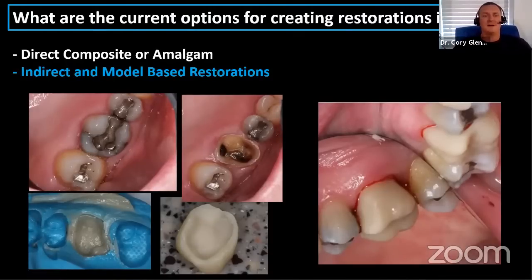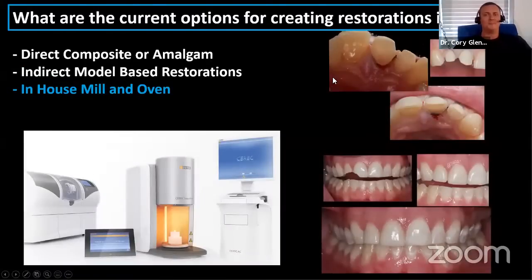So we've got composite and amalgam. You can do indirect, model-based restorations. I know some people will do an impression and pour it up in that Mach 2 material from Parkell so that they can have a working model outside of the mouth, and you can create composite restorations out of that. I used to do what I called the poor man's CEREC, which was a permanent crown and bridge dual cure material used the same way you'd make a temporary. I would trim it up and then bond it in with resin cement. Those held up great for people with really limited finances, but when you needed full cuspal coverage... Now that we've got some materials that are more conducive to this, I'll show you what I've migrated towards.